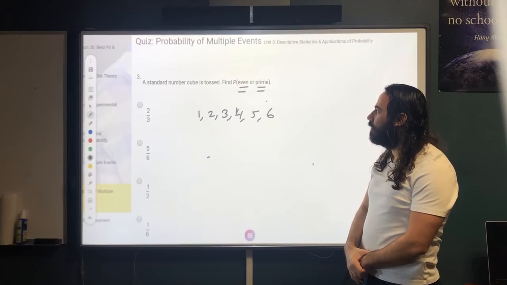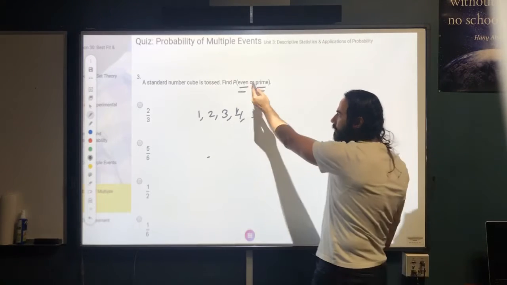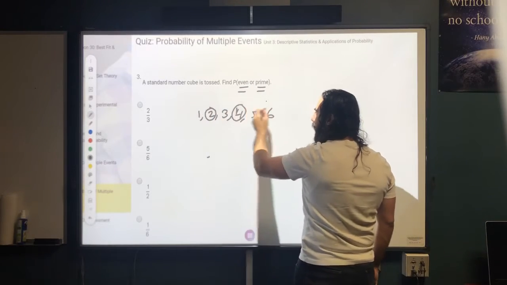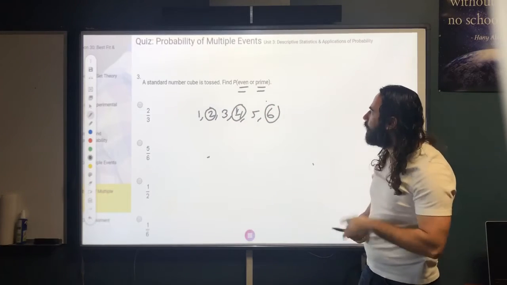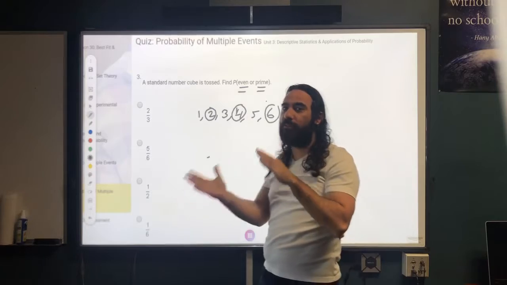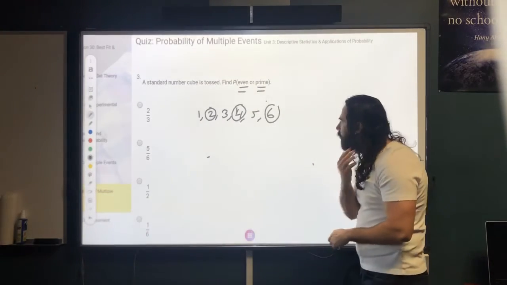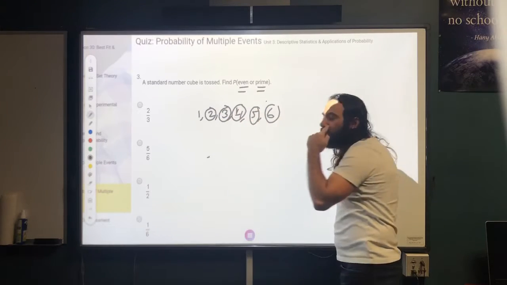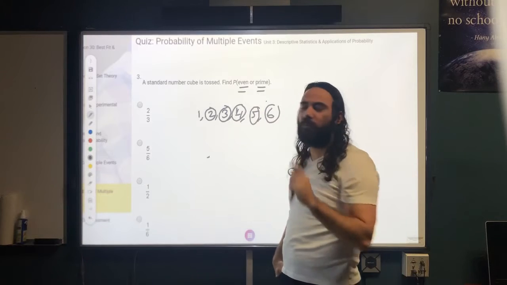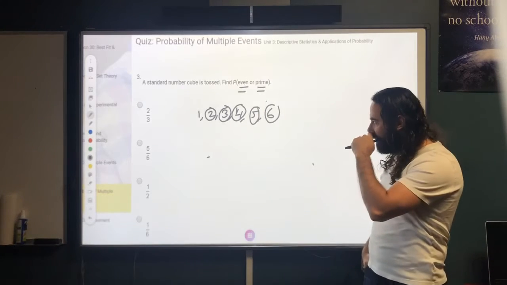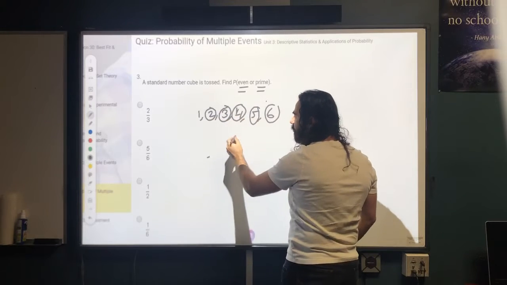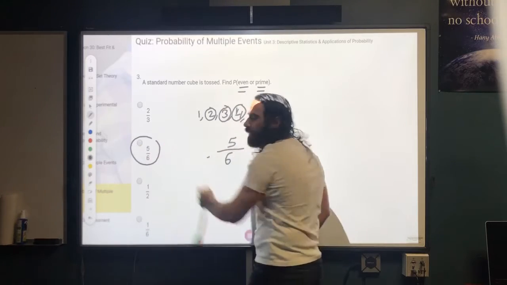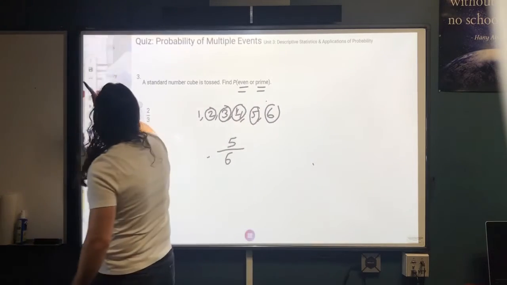So the numbers are, now which numbers does he want? He wants the even numbers and he wants the prime numbers. So the even numbers are 2, 4, and 6. These are my even numbers. And my prime numbers are the numbers that only divide by themselves or by 1. So these numbers are 3 and 5. 1 is not a prime number. Just remember that 1 is not a prime number. So now we have 1, 2, 3, 4, 5 over how many possibilities? 6 possibilities. And the answer will be the second one. Remember these things.